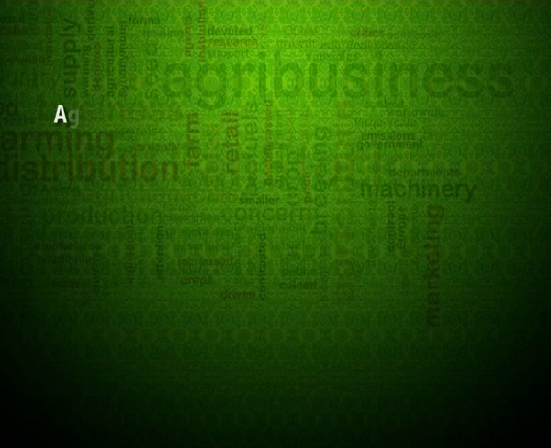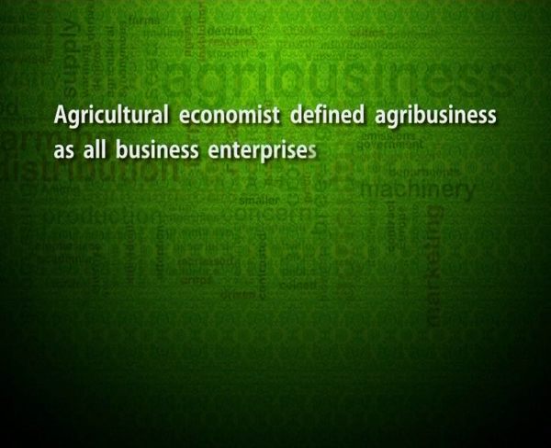In the 1960s, several business schools in the US offered a specialized field of study in agribusiness management. Later, in 1975, agribusiness management was introduced in the agricultural universities. However, in India, it is of recent origin. Agricultural economists define agribusiness as all business enterprises that buy from or sell to farmers.